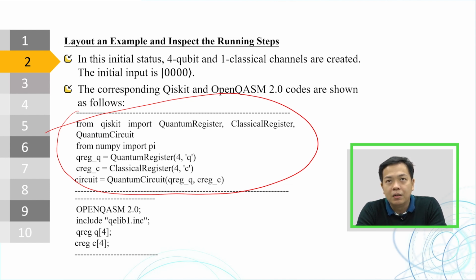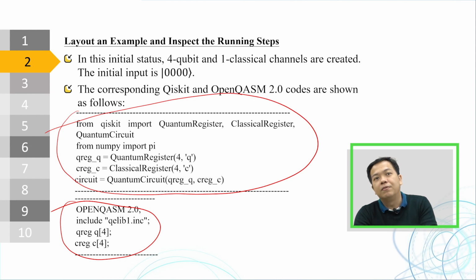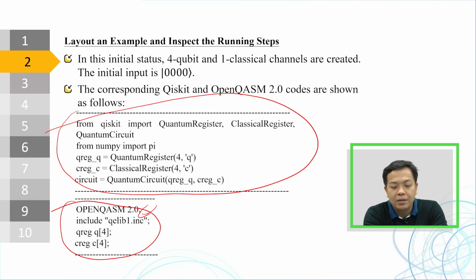And we have OpenQASM version 2. This version 2 code is very simple, actually shorter than the Qiskit version. And over here, importantly, you can see it includes the Qiskit library, and they only create the variable that includes the 4 qubits.